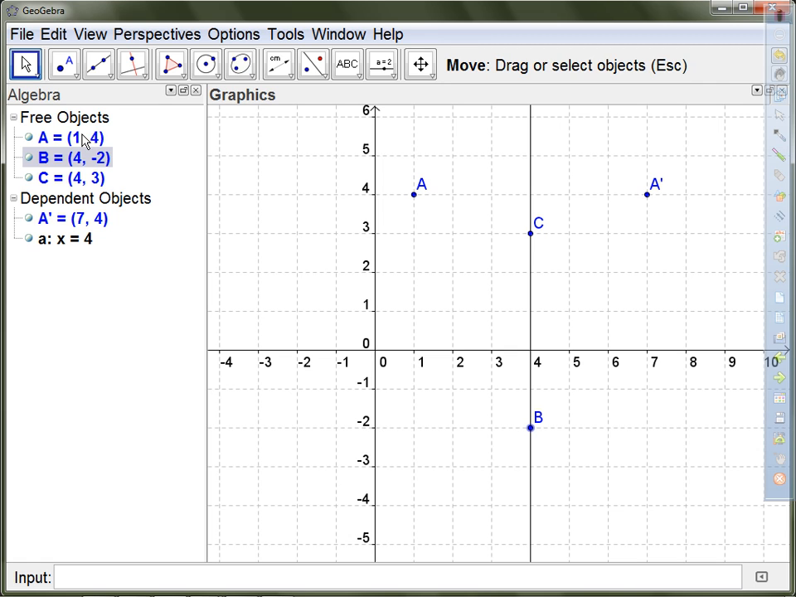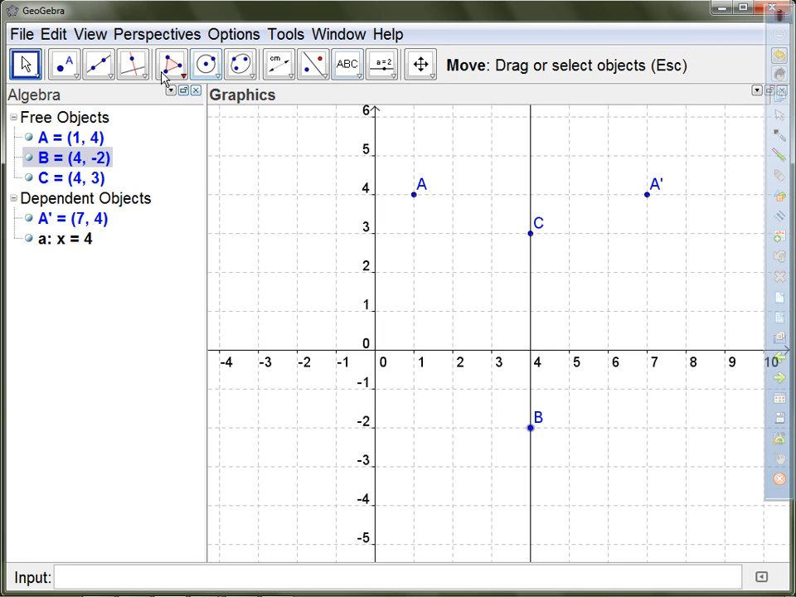Let's see, I have (1, 4), I have (7, 4). 3 units away, 3 units away. So if I'm reflecting over a horizontal or a vertical line, all I'm doing is seeing how far away from that line my object is. And this works for a point, this works for any object that I may have.